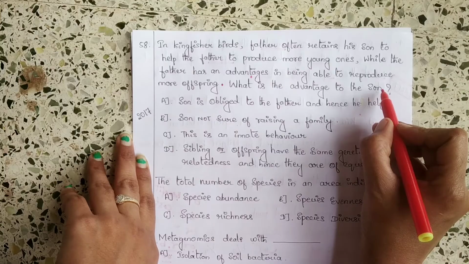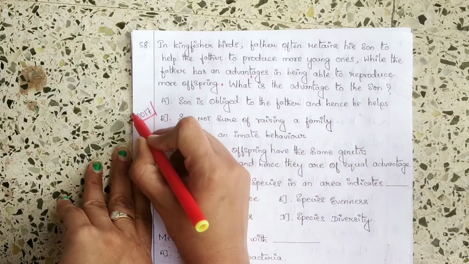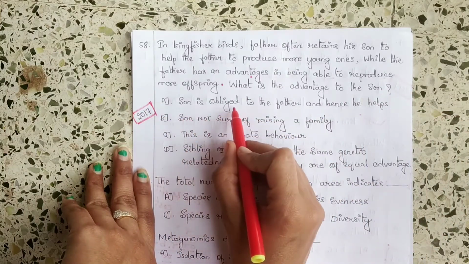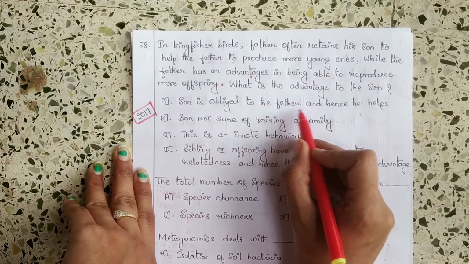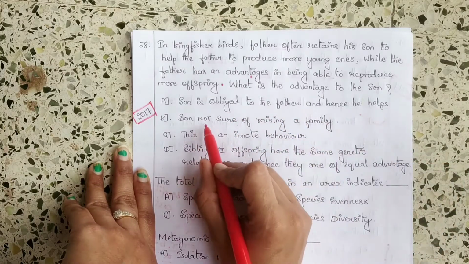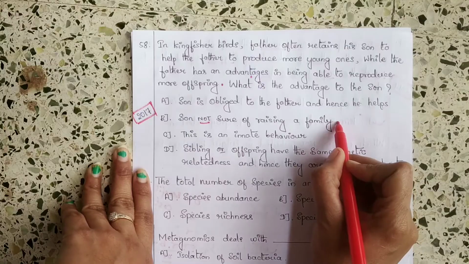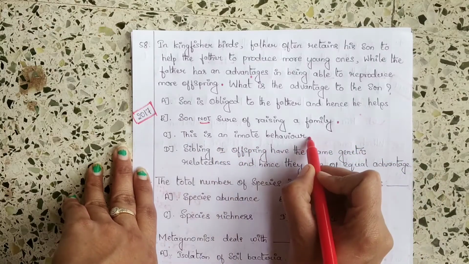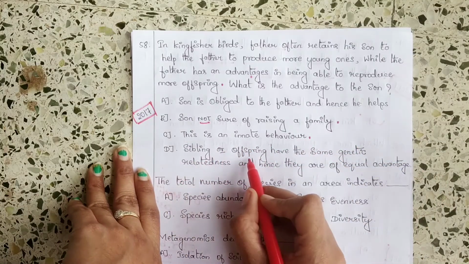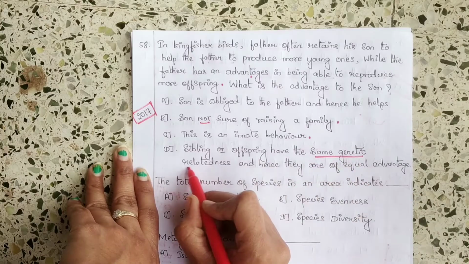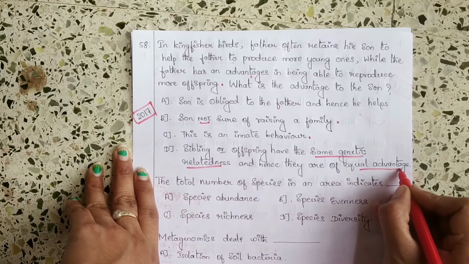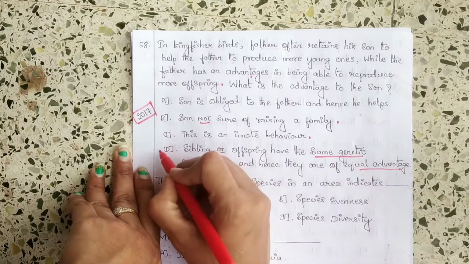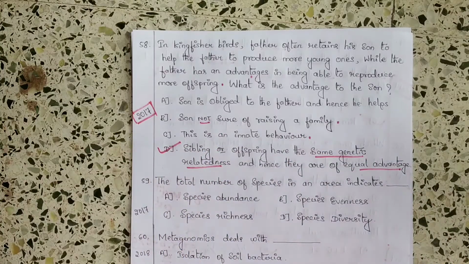So the 58th one, which was asked in the year 2017, options are like this: A, son is obliged to the father, hence he helps. Option B, son not sure of raising a family. Option C, this is an innate behavior. Option D, siblings or offspring have the same genetic relatedness and hence they are equal advantages. The correct answer for this is D. Option D is the correct answer.